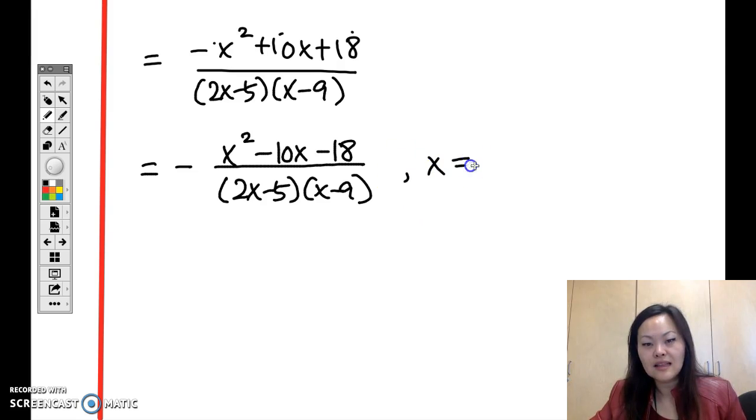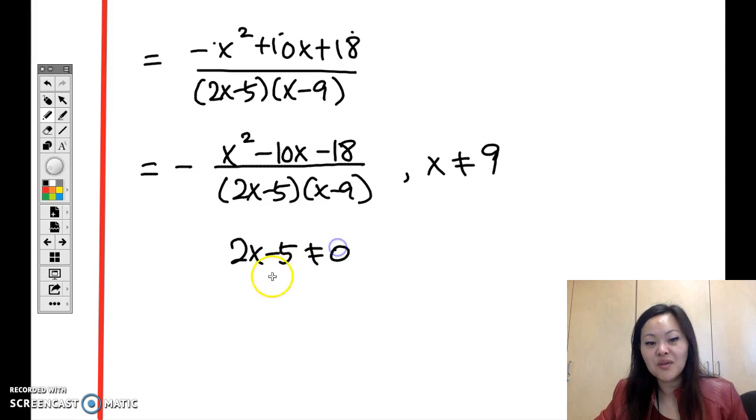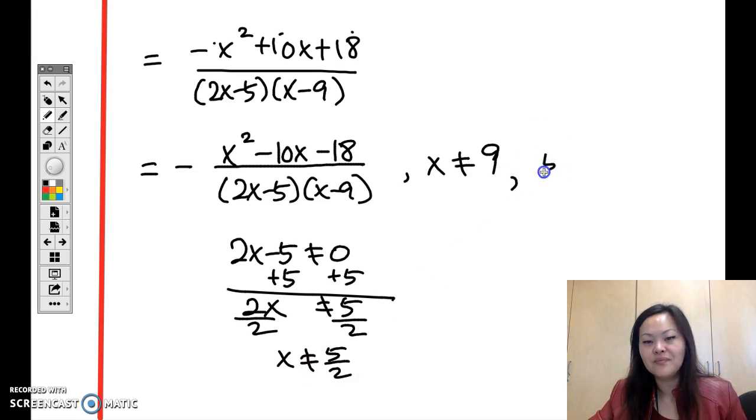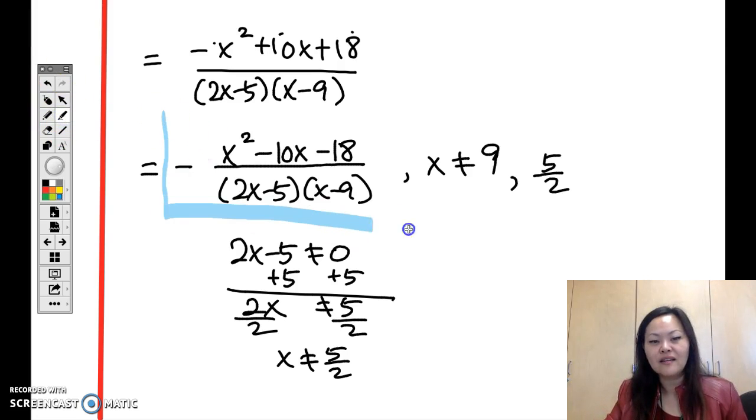So x cannot equal 9. That's pretty self-explanatory over here, right? But then for this one, let me just show you the work because some of you will be confused. 2x minus 5 also cannot equal 0, right? So you add 5, 2x cannot equal 5, divide both sides by 2, and x cannot equal 5 over 2. All right? And that will be the correct answer. Okay? This part right here.